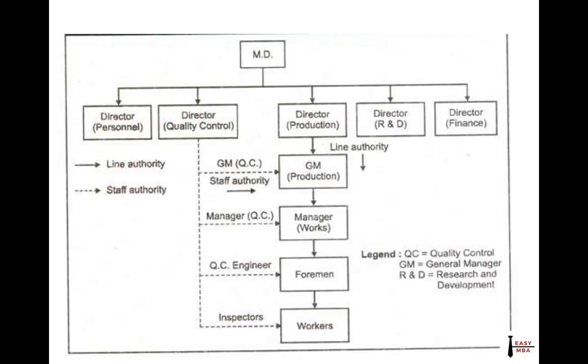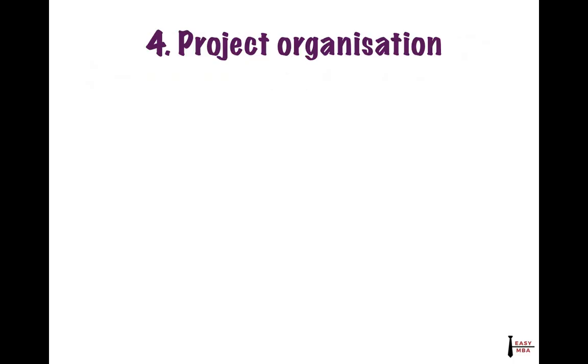So they are taking authority from their respective boss, that is the line manager, the line authority from the director of production. At the same time, they are taking staff authority from the director of quality control. So the GM of quality control will give directions to the GM of production. He has to hear that also. He cannot neglect that person. So line and staff authority both are equally important in the functional organizational structure. That is the main difference between line and staff and functional organizational structure.